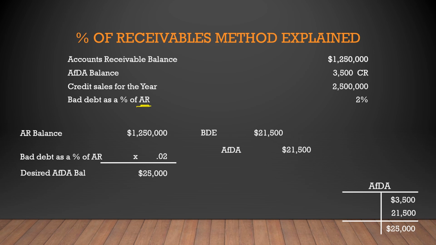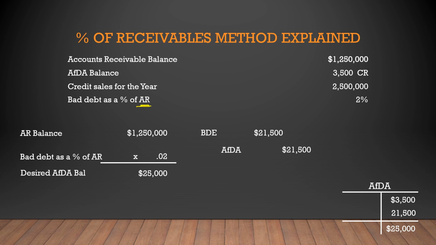When we post this journal entry to the bad debt expense account, just as in the previous example, it carries a beginning balance of 0. So the amount of the journal entry becomes the balance of bad debt expense. That information is superfluous. The activity of BDE is not pertinent to the percentage of receivables method. Remember that with percentage of receivables, we focus on the balance sheet account of AFDA.